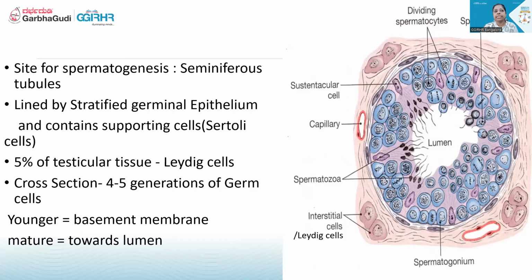They are lined by stratified germinal epithelium and contain supportive cells, the Sertoli cells. 5% of the testicular tissue is made up of Leydig cells, which are in the interstitial tissue. The cross section can easily show 4 to 5 different generations of germ cells. The younger ones will be at the basement area, where the mature ones will be at the lumen, which can be depicted in the picture there.